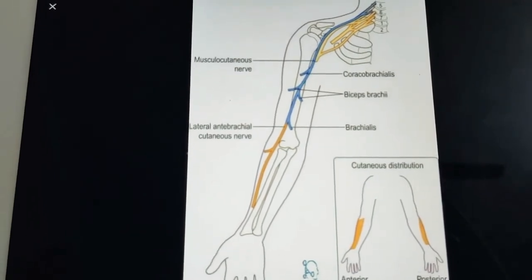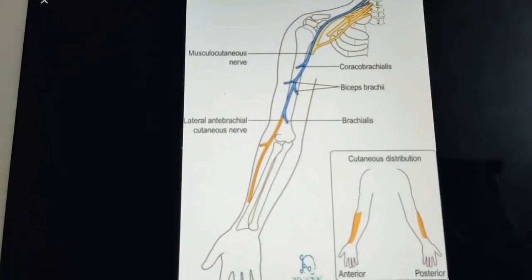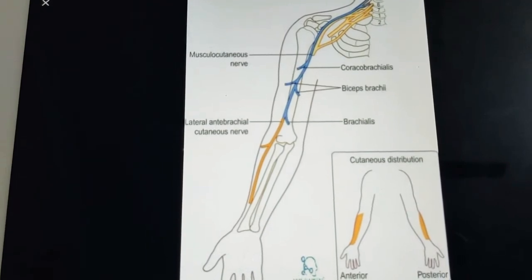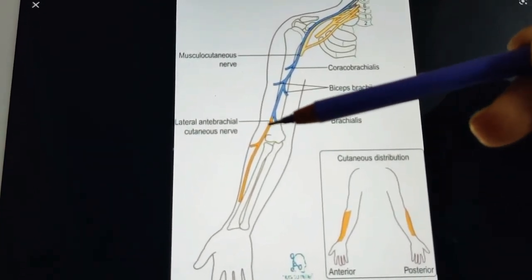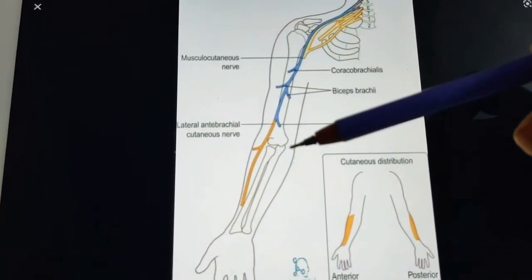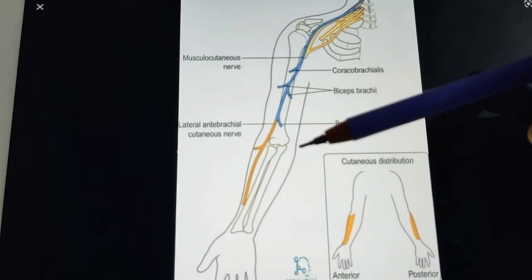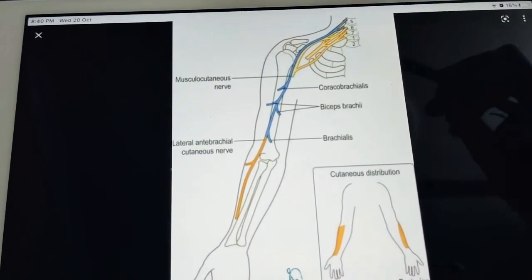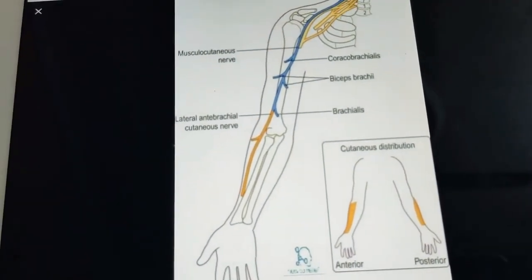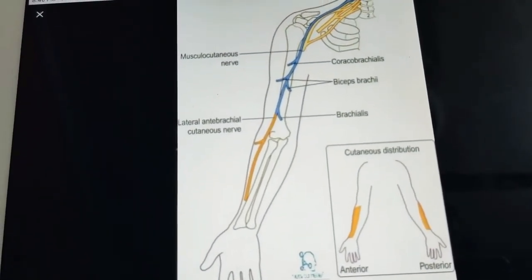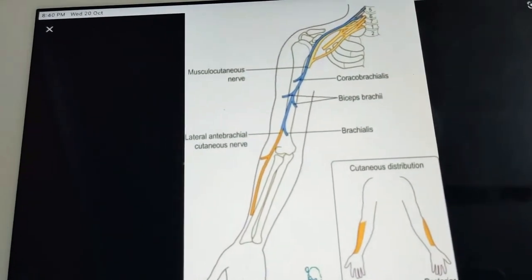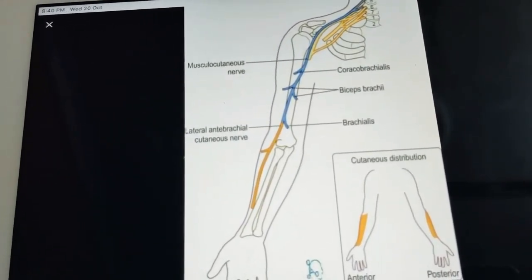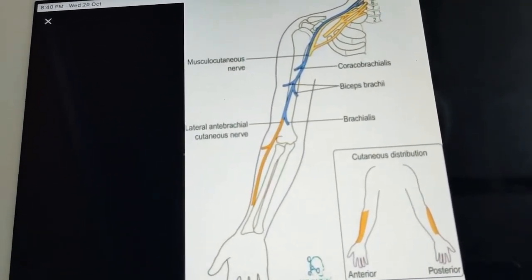What are its articular branches? These supply the elbow joint through its branch to brachialis, and also the humerus through a separate branch which enters the bone along with its nutrient artery. So articular branches are nothing but branches supplying where the articulation is happening, that is at the elbow and also at the humerus.